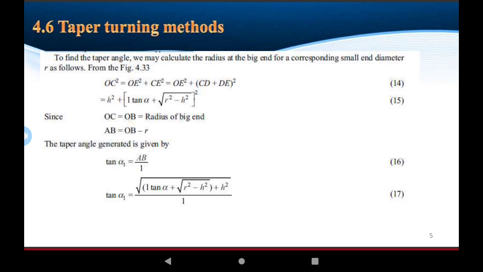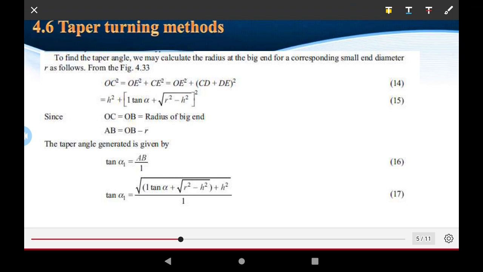So OC, OE plus H square. This value is considered for H square plus OE, H square plus 1, tan alpha. Put the value of CD plus DE square, that is L tan alpha, plus under root R square minus H square whole square. OC equals OB equals the capital radius, and AB equals OB minus, the small radius. Put the value in this formula.